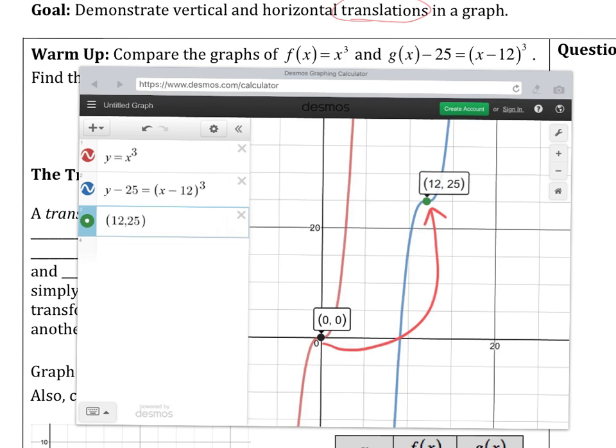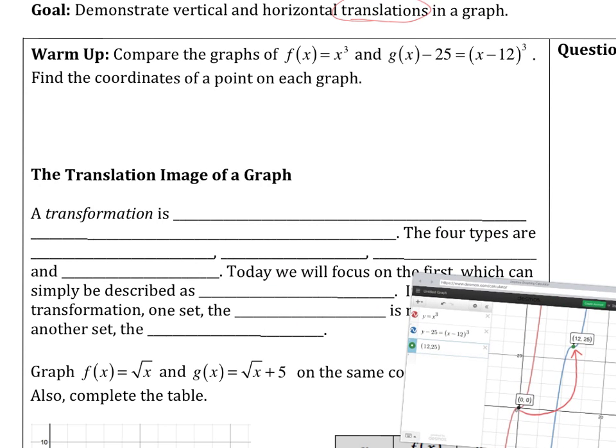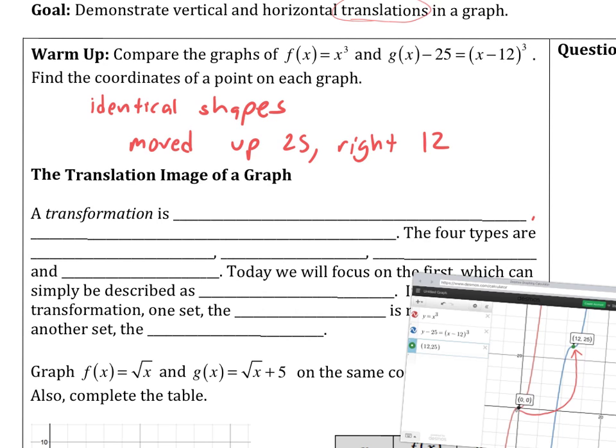So if we had to describe what was going on, we would say in this case, the graphs are identical shapes or congruent, and essentially all they've done is moved over. And we could even specifically see how much. We've moved up, sorry, not up 12, up 25, and right 12. So there we go. That would be our explanation there.